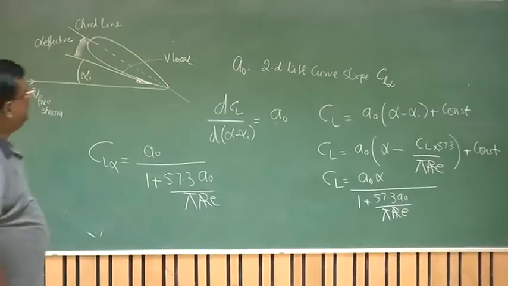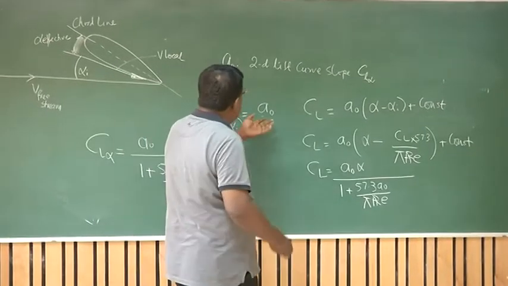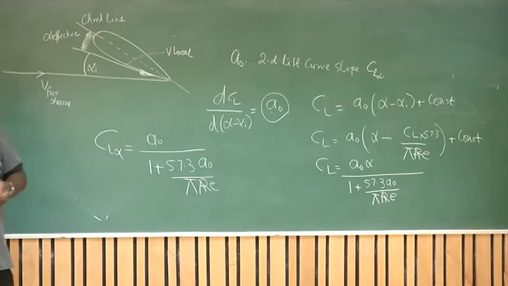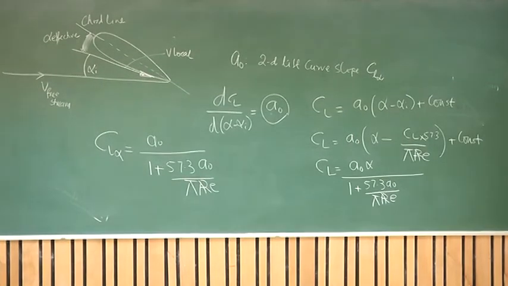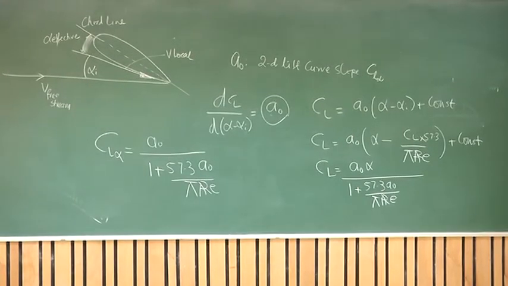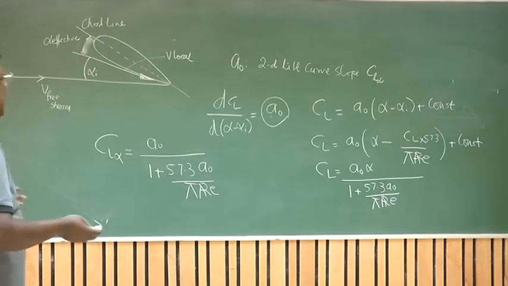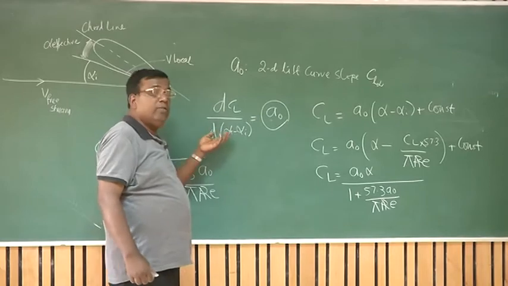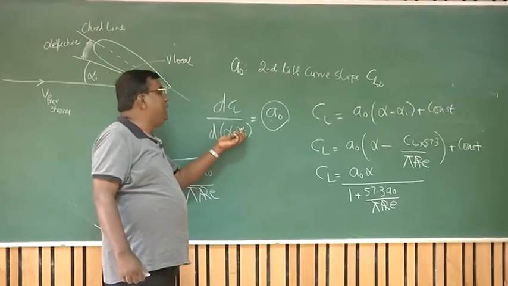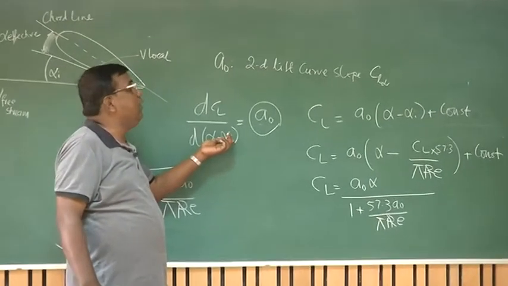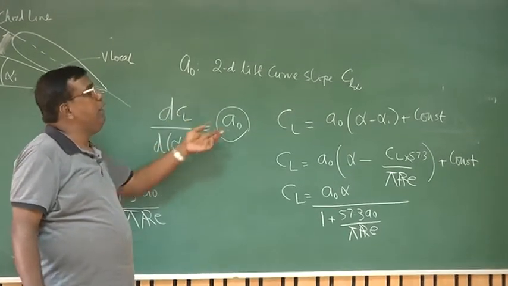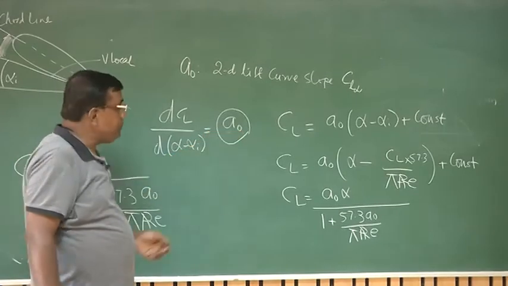Let us see. Again we come back here. What was A0? A0 is the lift curve slope for an aerofoil, that is the 2D value, right? That means the 2D value doesn't have any alpha i. So when I'm trying to find the slope of CL versus angle of attack, I am eliminating or taking out the contribution of alpha i. So if I take this slope, this should be A naught, right?